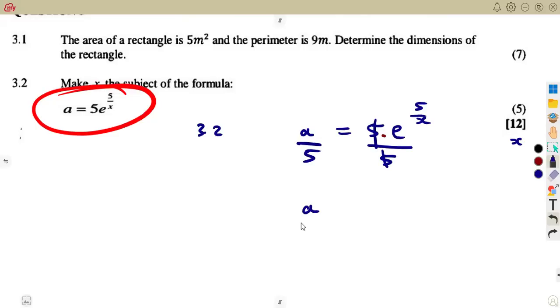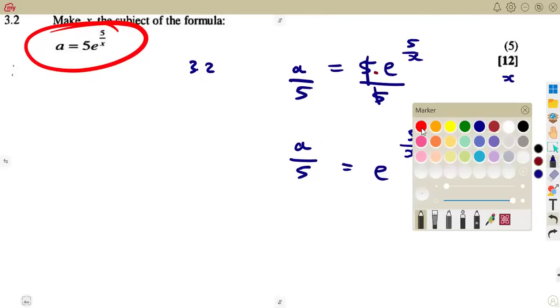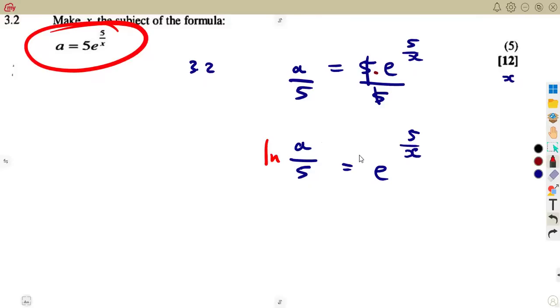So it means A over 5 is equal to E to the exponent of 5 over X, where E is this one. You introduce the ln, the logarithm, the Neperian log, ln both sides, knowing that ln operates as a log. So once that ln is introduced, we can drop the exponent. That's how you simplify. So this will be ln A over 5. You can even just open a bracket for this one, is equal to, you drop this exponent here to multiply the ln. Take note, guys.